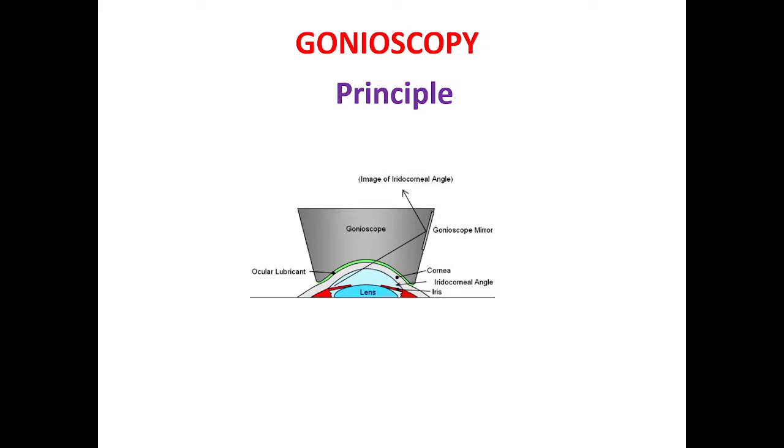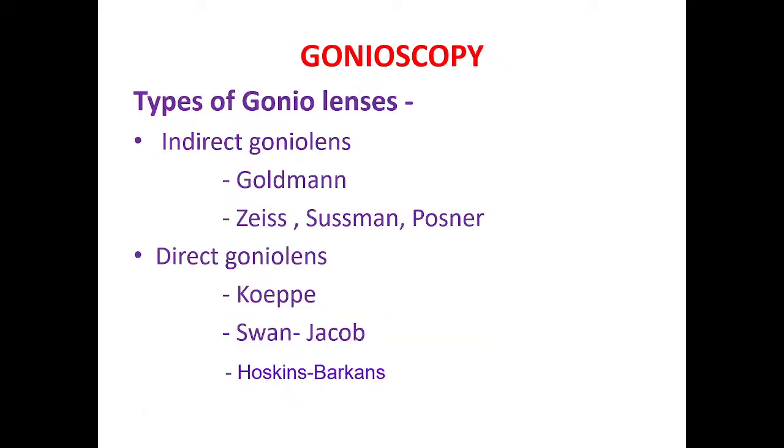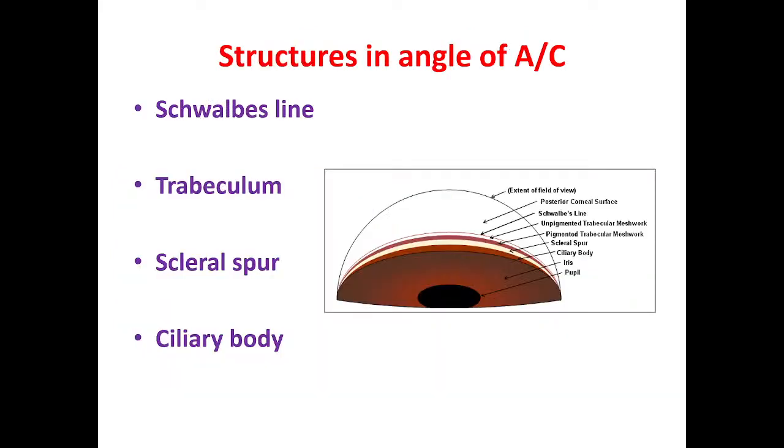Okay. Now what do we see in the angle? When we have put the lens, what are we going to see in the angle? There are many types of lenses also: 1 mirror, 2 mirror, 3 mirror. A one mirror lens has only one gonioscopic mirror. We have to see the angle at all 360 degrees, right? So you have to rotate the lens to 12 o'clock, 3 o'clock, 6 o'clock, 9 o'clock. If it is a 2 mirror lens, we see 12 and 6 o'clock at a time, rotate, and see the angle at 3 and 9 o'clock. So there are 2 mirror, 3 mirror, and 4 mirror lenses.